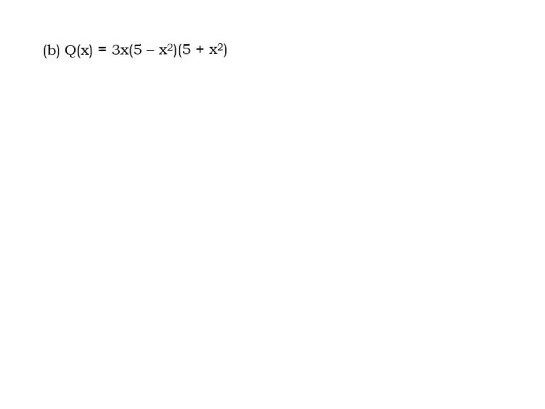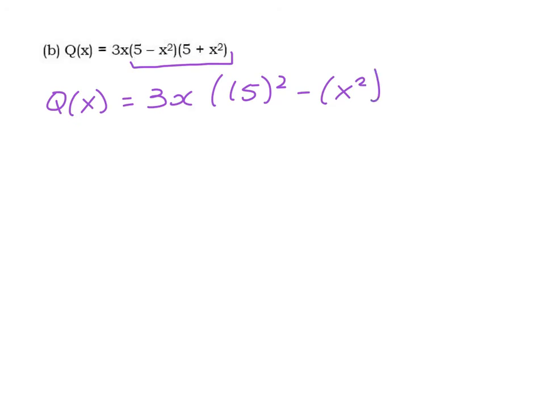Part B is a little bit more involved, and you may or may not recognise that the last two terms, 5 minus x squared, 5 plus x squared, can be expanded using difference of two squares. So we're going to have q of x is equal to 3x multiplied by 5 squared minus x squared squared. So q of x is going to equal 3x outside of 25 minus x to the power of 4.